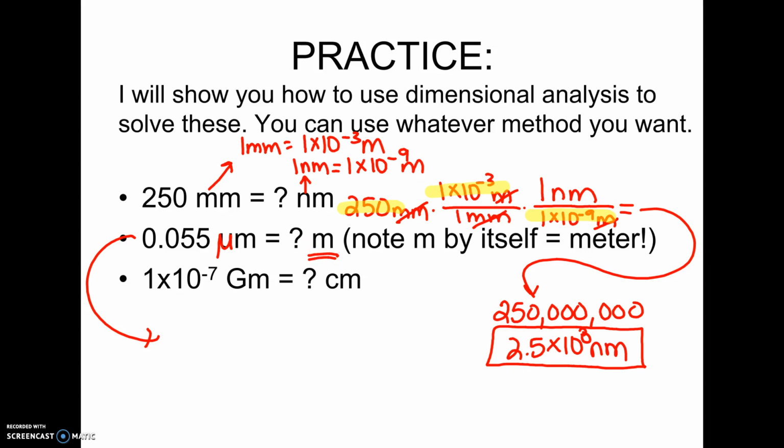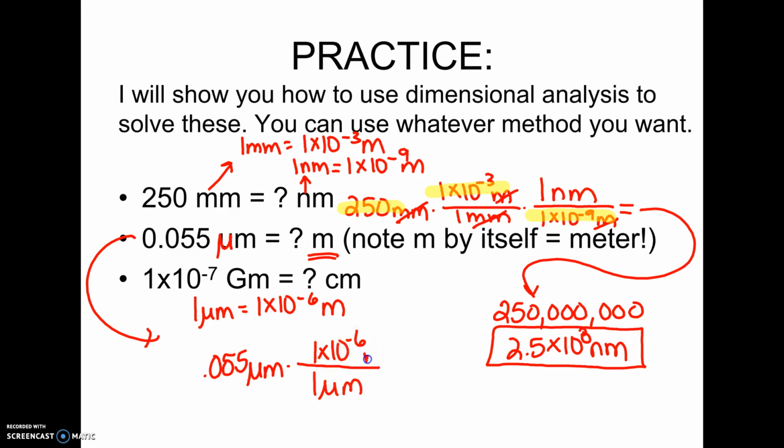M by itself is just meter. If you go to the table, you will find that 1 micrometer is 1 times 10 to the negative 6 meters. And so we would literally do 0.055 micrometers times 1 micrometer is 1 times 10 to the negative 6 meters. And plug that into your calculator. You're basically just going to multiply there, and you're going to get 5.5 times 10 to the negative 8 meters. And that would be our second one.